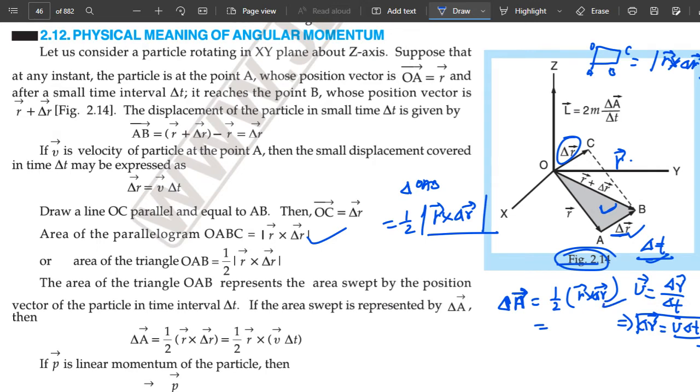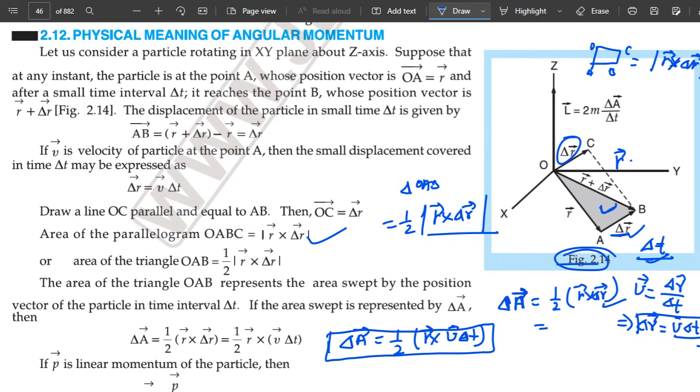That means the elementary area swept by the moving particle from A to B, delta A, is equal to half r cross delta r, where delta r is equal to v delta t, so half r cross v delta t. This is the small area swept by the particle moving from point A to B with respect to the origin. Okay, no problem.